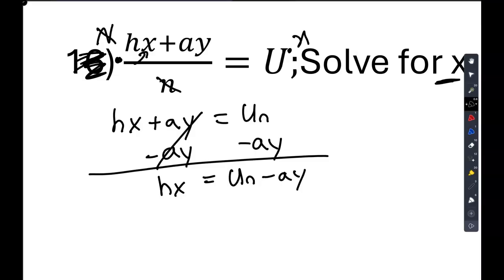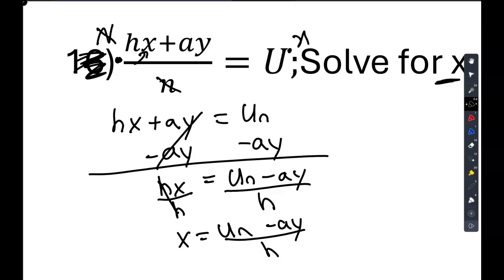Okay, and you might have n u here, but as long as they're both multiplied, you're fine. And now we're going to eliminate the h by dividing by h, so they'll cancel out. You're going to divide this whole expression by h here. That's going to leave you x is equal to n u minus a y divided by h.